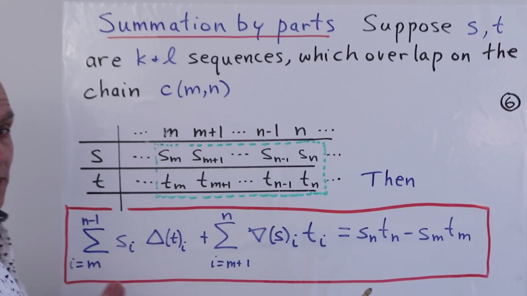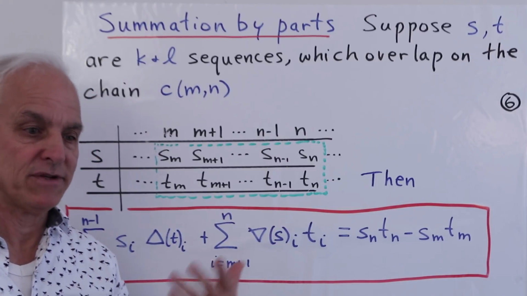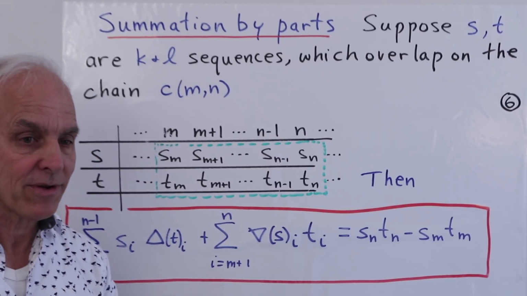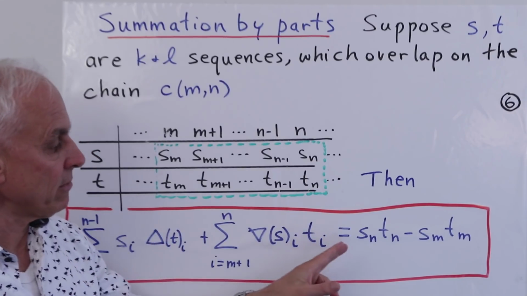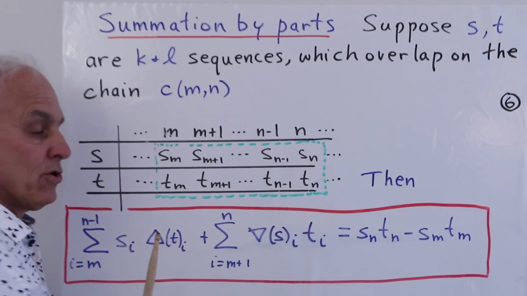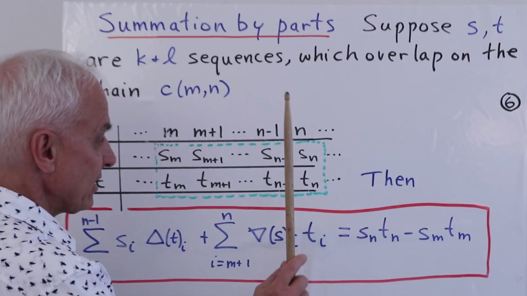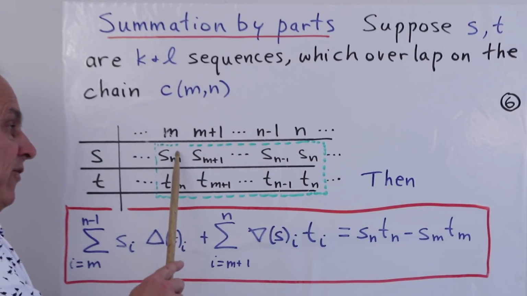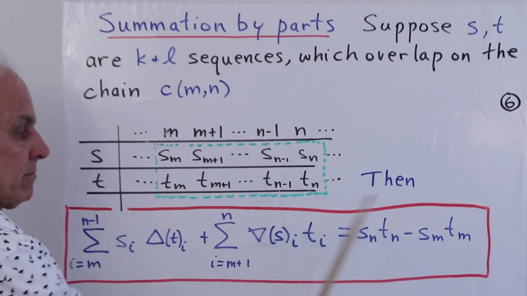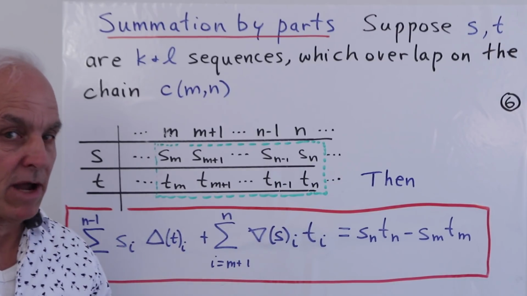And the statement is that if you take these two combinations of differences times sequences, what you get is something pretty simple. You get the product of the last two elements in the sequence, namely s sub n times t sub n, minus the product of the initial ones, s sub m times t sub m. So this is going to be our summation by parts formula.